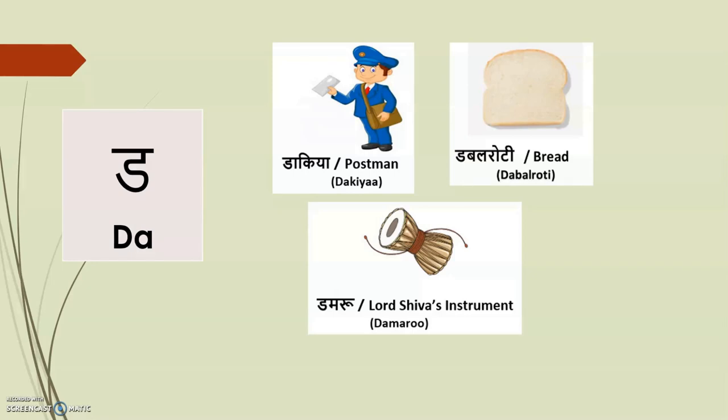So in the first picture, we can see a postman, which is called dakia. In the second picture, we can see a bread, which is called double roti. And in the third picture, we can see Lord Shiva's instrument, which is called damru in Hindi. So here, all these three objects begin with the letter D.